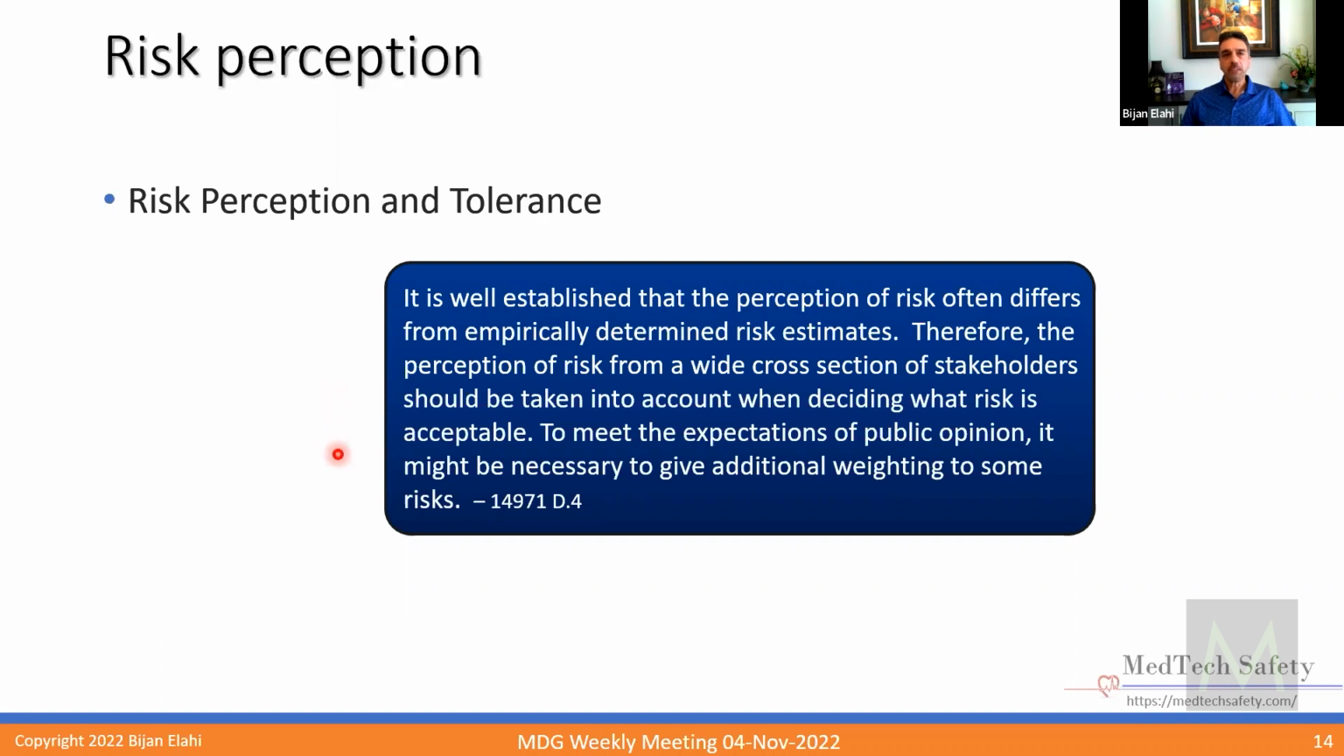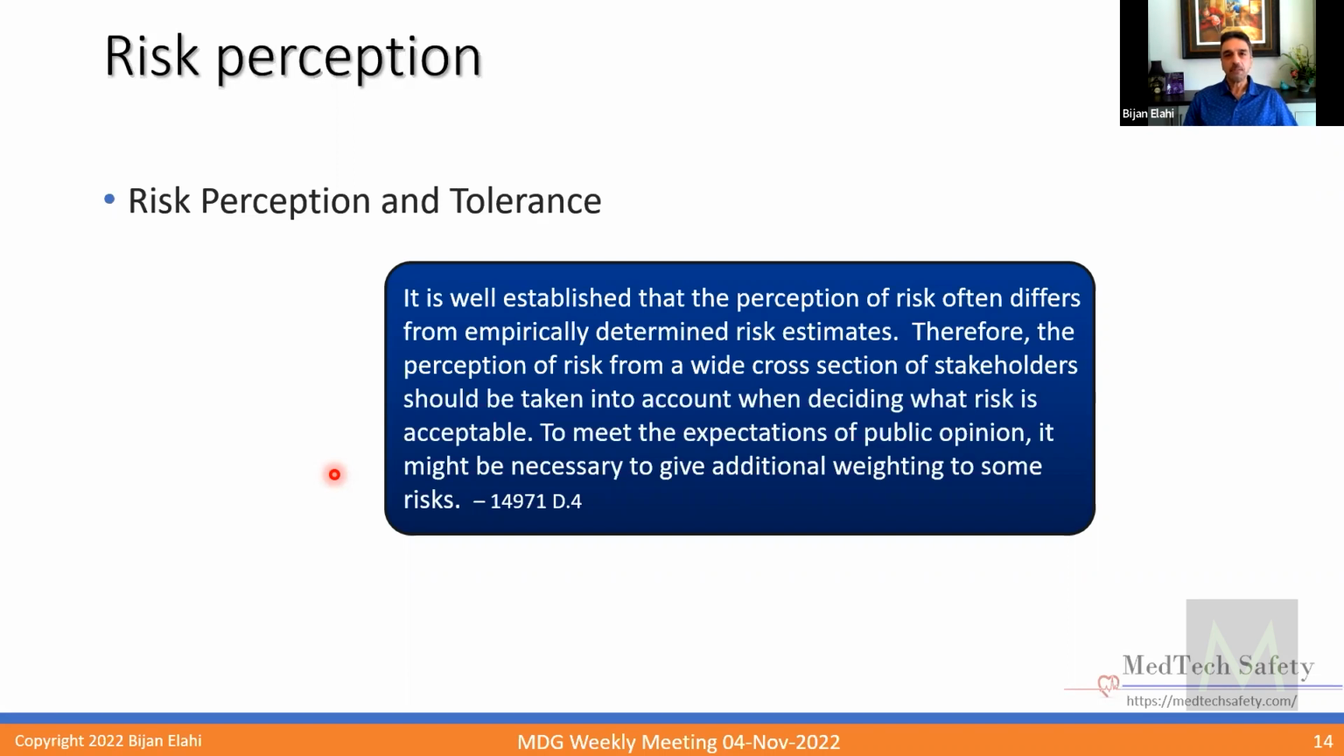To meet the expectations of public opinion, it might be necessary to give additional weighting to some risks. There are types of risks that people are more afraid of than others, and so they demand more safety. You may have heard that it is safer to fly than to drive, right? Do you know why that is? It's because people are more afraid of falling out of the sky than getting into a car crash on the road. So they demanded more safety, and they got it.